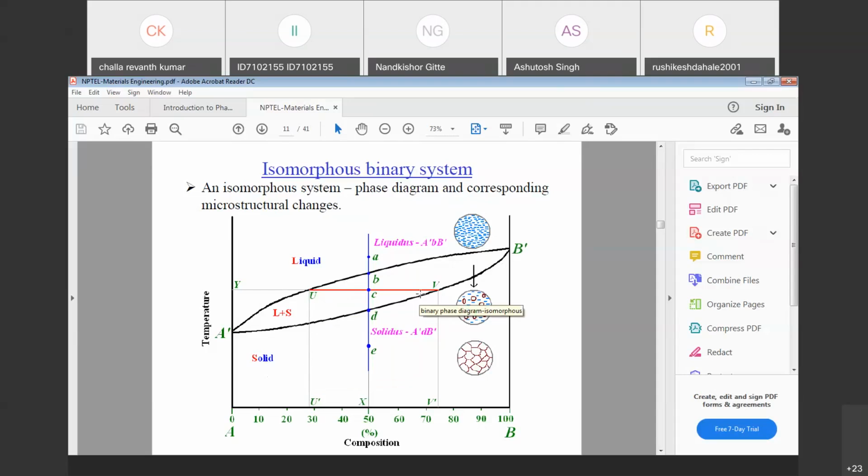So this is an important diagram we can put for the isomorphous binary system. All of you draw this isomorphous binary system.